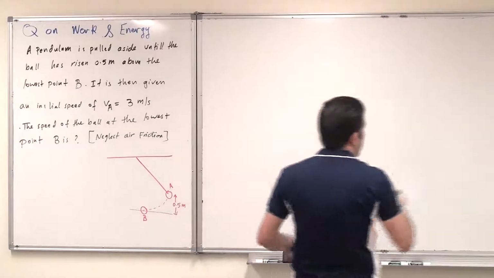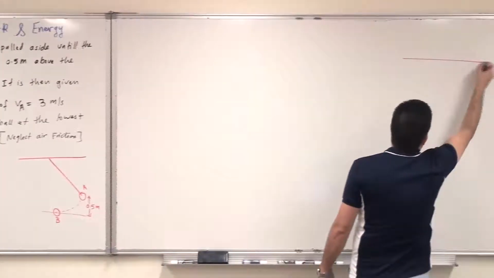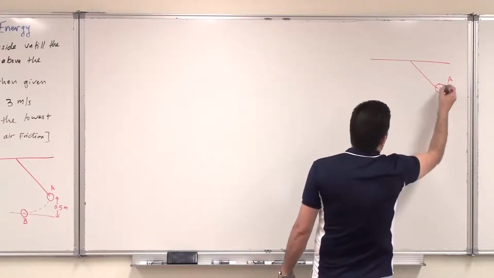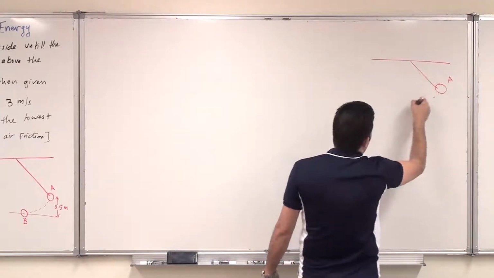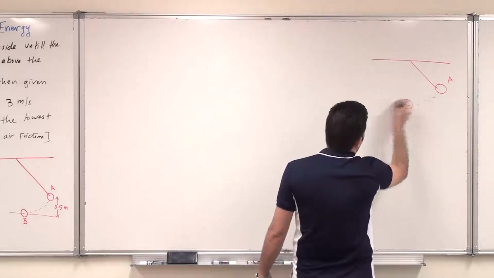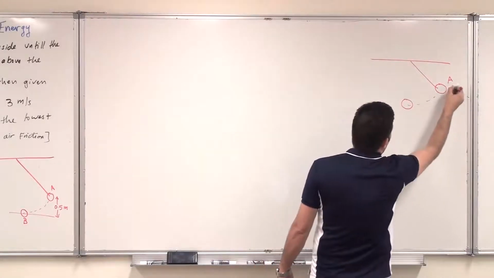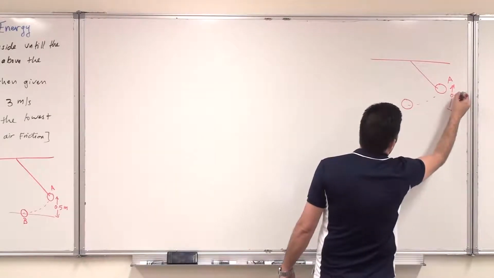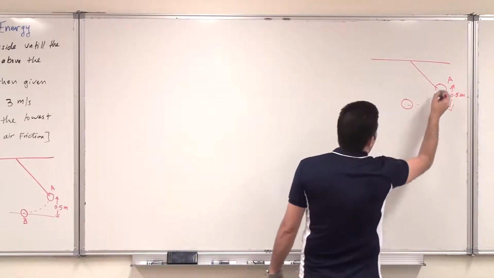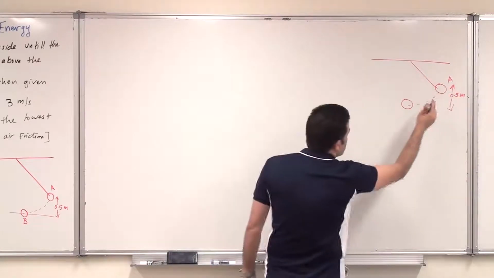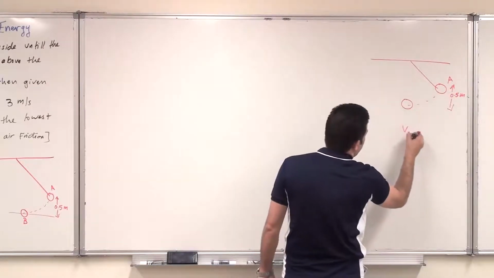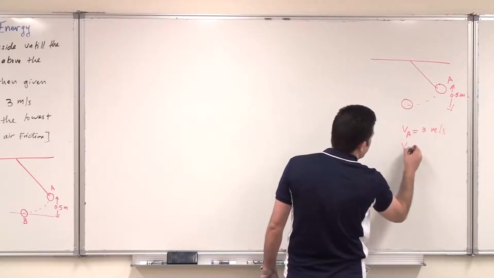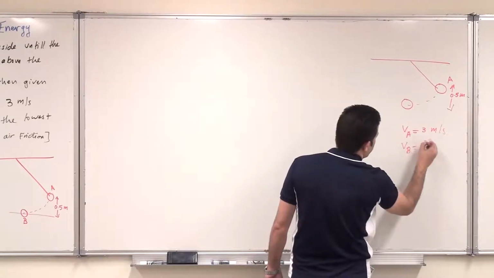So basically I have a pendulum at two locations, one at A, the initial one, and then as the pendulum swings, it will reach point B. The height of point A is 0.5 meters, and this pendulum is given an initial speed at A of 3 meters per second. So I need to find the speed at B.